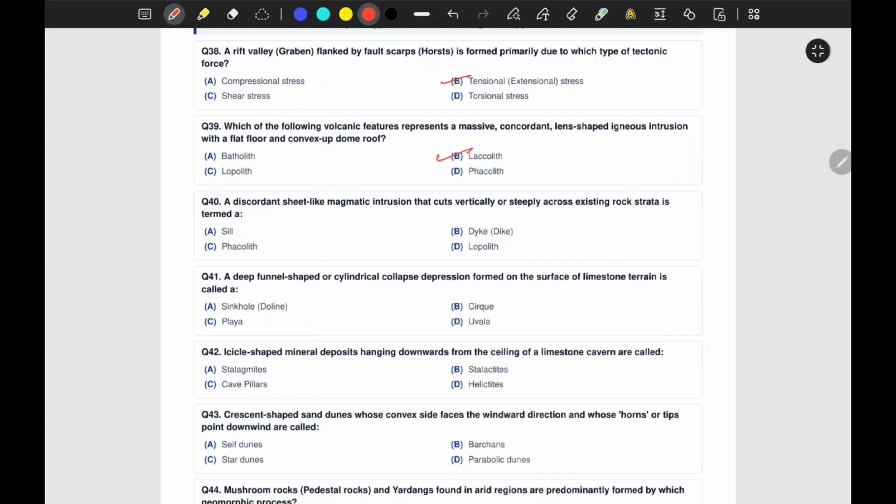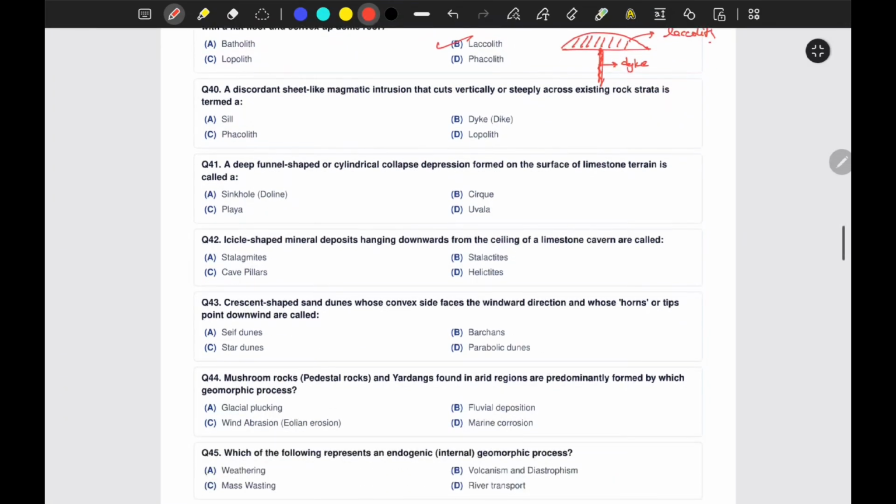Okay, see, for example, the Laccolith looks something like this, which is filled with magma and it is fed by a dike, and this is a Laccolith. Laccolith, Phacolith, Batholith and Lopolith, these are all different volcanic features found inside a volcano.